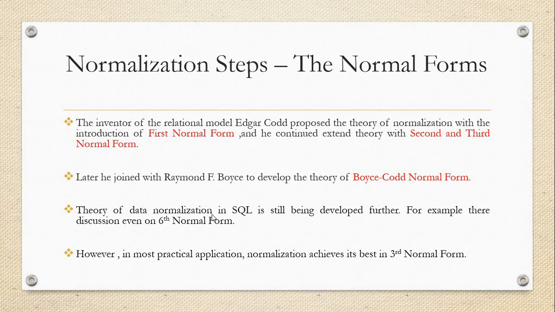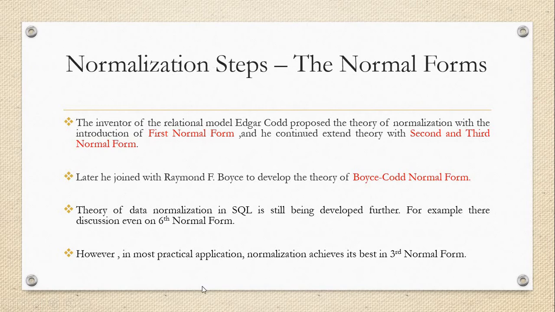The theory of data normalization in SQL is still being developed further. For example, there is a discussion even on sixth normal form. Right now many different normal forms have been developed, and there is a discussion on the sixth normal form. So don't worry about that. We'll discuss these normalization forms, and you will get the idea, and we will reduce the redundancy as well as the dependencies. However, in most practical applications, normalization is best achieved in third normal form. That's why I'm saying that whenever we try to find the normalization technique, we'll get the normalization in third normal form. Just make a note of that.